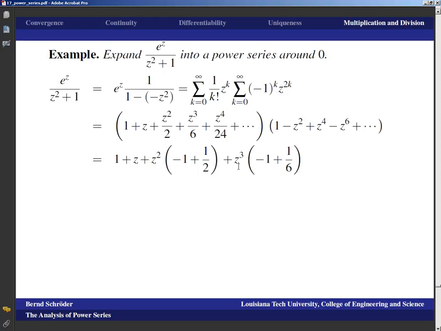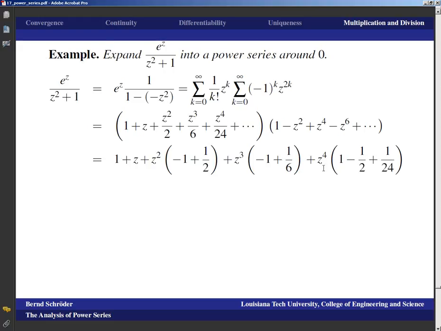For z cubed, we look for exponents that add up to 3, and so that would be z times negative z squared giving us the negative 1. Z squared times anything over here doesn't give us a cube, and 1 times anything over here doesn't give us a cube either. Then we get z cubed over 6 times 1 giving us the 1 over 6. And once we multiply with z to the 4th, of course, we don't get z cubes anymore.